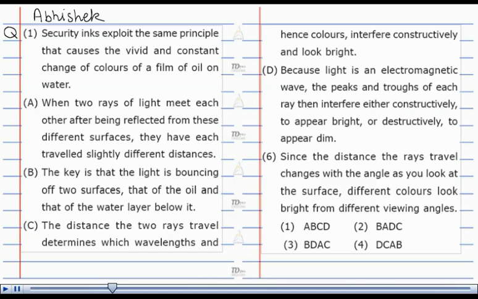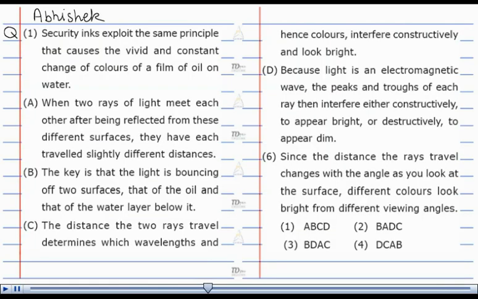C. The distance the two rays travel determines which wavelengths and hence colors interfere constructively and look bright. D. Because light is an electromagnetic wave, the peaks and troughs of each ray then interfere either constructively to appear bright or destructively to appear dim. Statement 6: Since the distance the rays travel changes with the angle as you look at the surface, different colors look bright from different viewing angles.